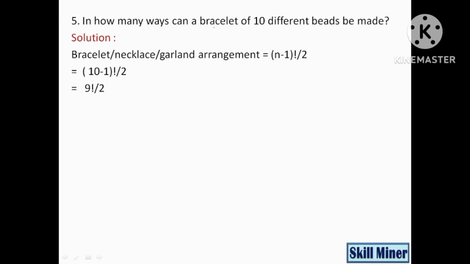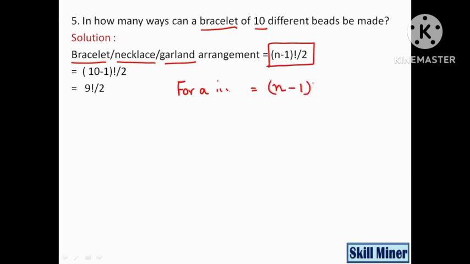In how many ways can a bracelet of 10 different beads be made? Guys, for a bracelet or necklace or garland arrangement, our formula will be (n minus 1) factorial divided by 2. For this type of problem, the formula will be (n minus 1) factorial divided by 2. Okay, this is the formula we need to follow.